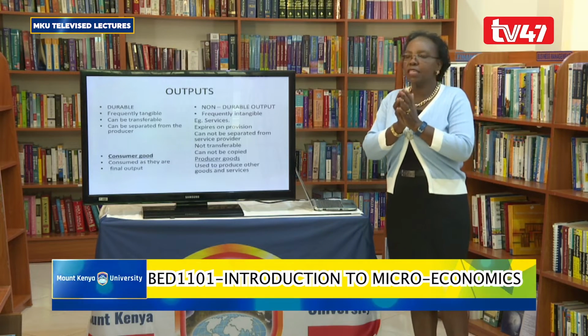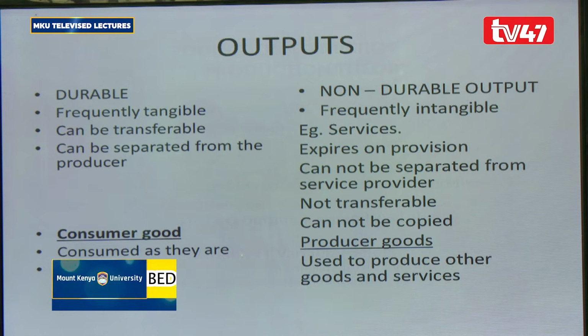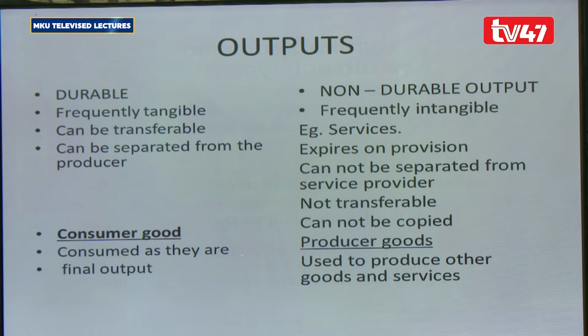That output that we are calling Q can be classified into either durable or non-durable. The durable goods frequently are tangible goods, and they have their specific features. For example, they can be transferable from one area to another. They can be separated from the producer. Meanwhile, on the other side, the non-durable products normally are intangible, or frequently they are intangible. For example, a service. And they have their specific unique features.